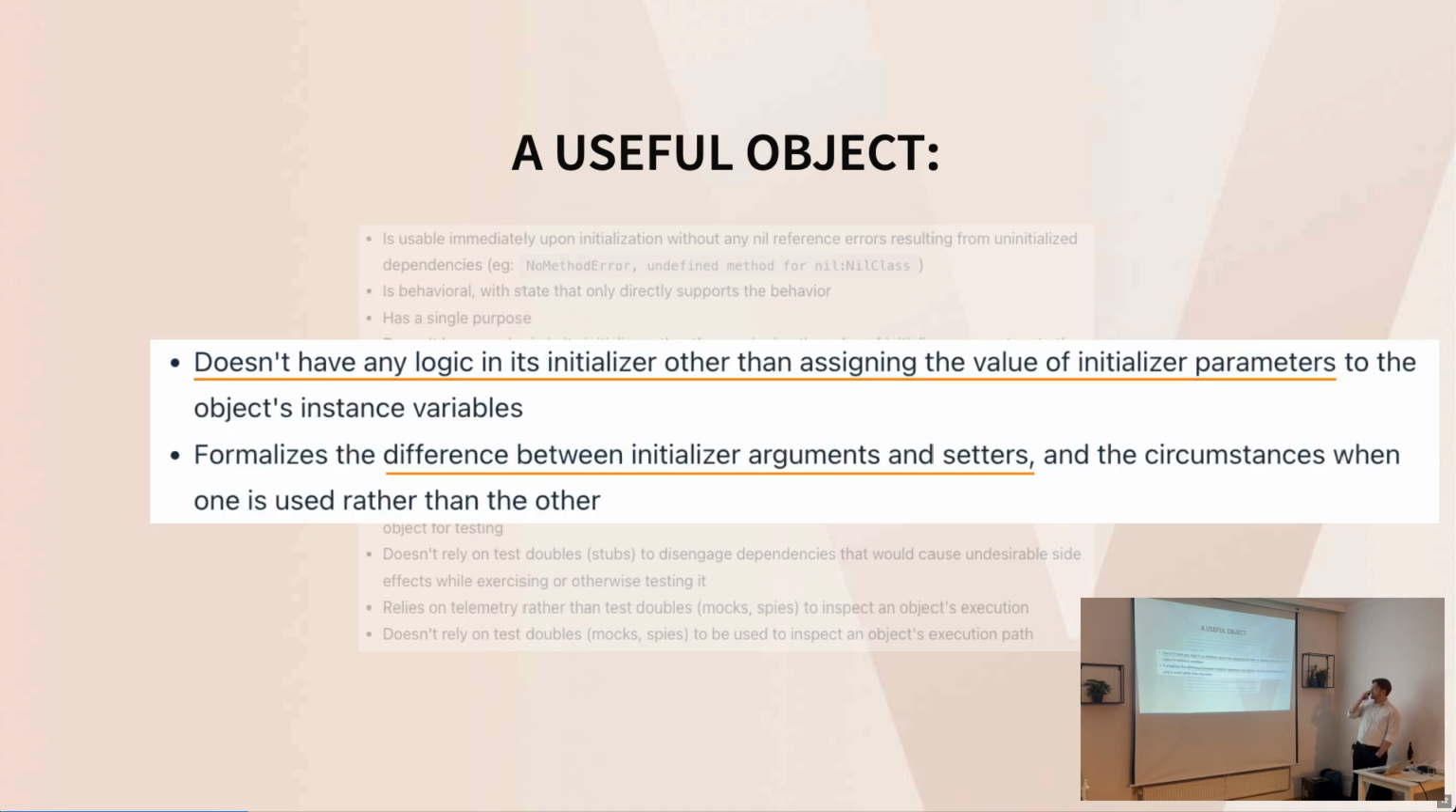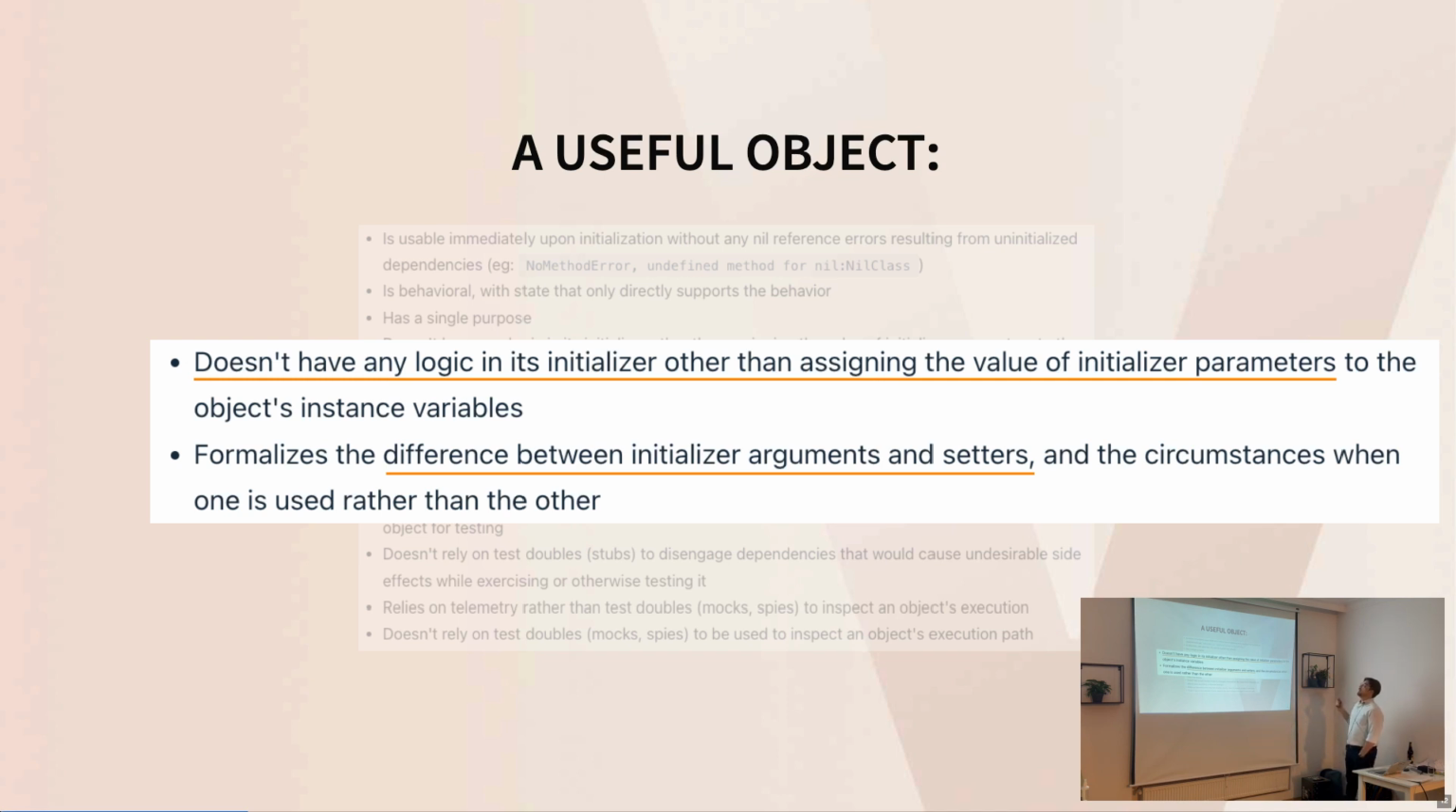Next point is that in an initializer there shouldn't be any logic. So it should only assign parameters. In other words, there shouldn't be a case when we create other objects inside our initializers. Our goal is to have an initializer which always will be successful. There shouldn't be a case when our constructor or initializer raises an error. We should always receive the object when we try to create it.